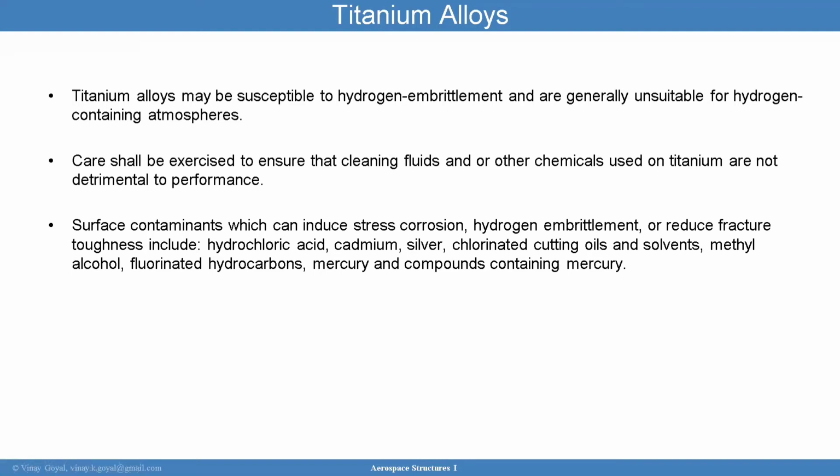Surface contaminants can induce stress corrosion, so you need to really look at that carefully. People don't pay attention to these surface contaminants, but they can actually produce stress corrosion and hydrogen embrittlement, and can also reduce toughness. So you want to pay attention to hydrochloric acid, cadmium, silver, chlorinated cutting oils and solvents, methyl alcohol, fluorinated hydrocarbons, and mercury and compounds containing mercury. These are some of the ones that could be an issue from the surface contaminants perspective.